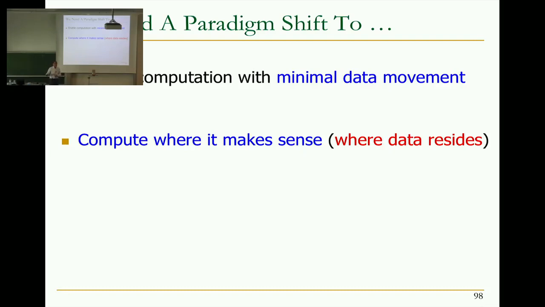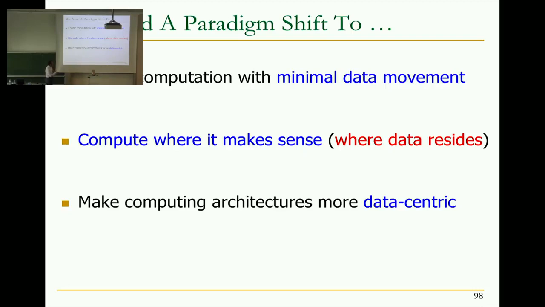But we have none of those options available to us today. We have only one choice, and that's the processor and accelerators, right? So basically, we need a paradigm shift to enable those options. And the options are actually many. That's why this is a very fascinating research area also. Essentially, we want to make computing architectures more data-centric as opposed to processor-centric.